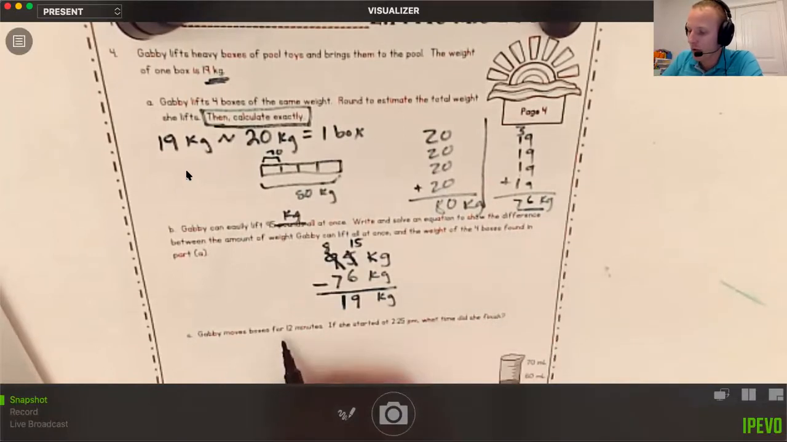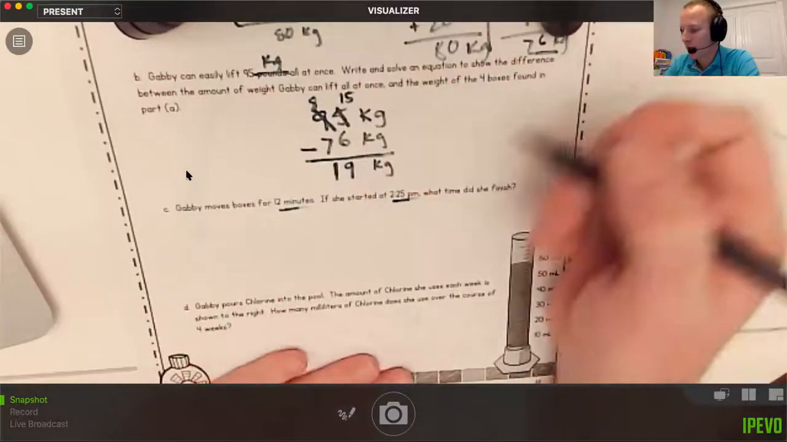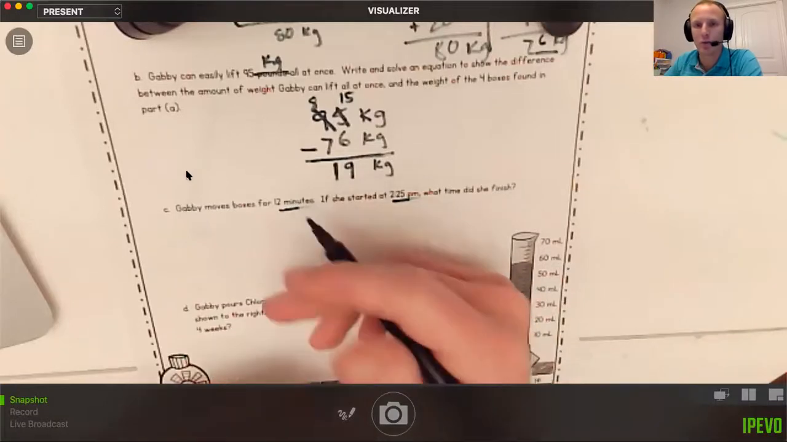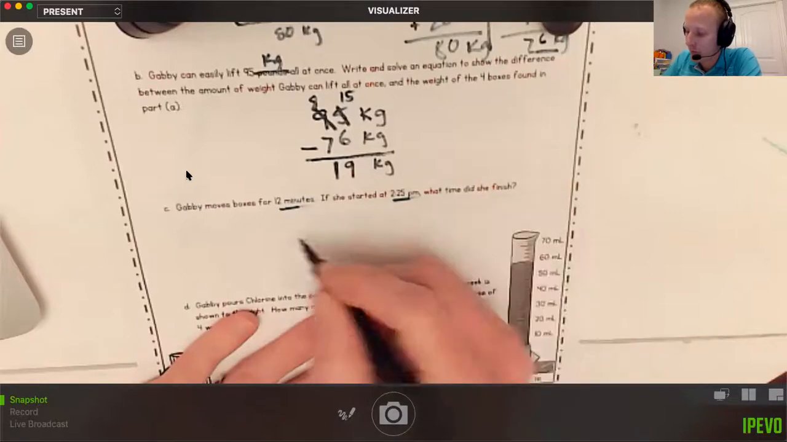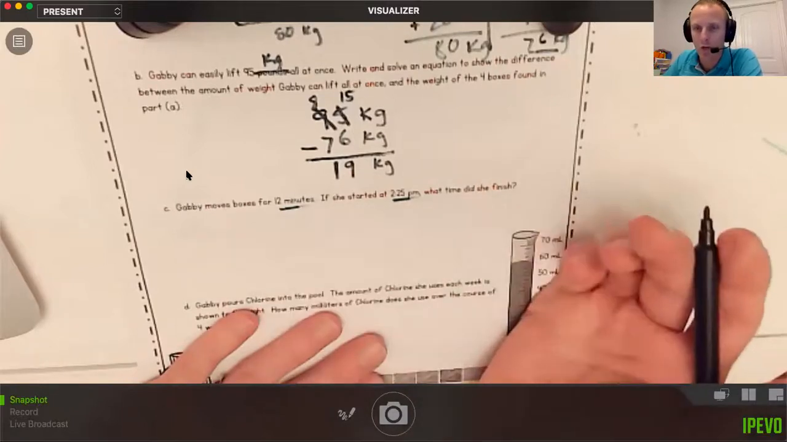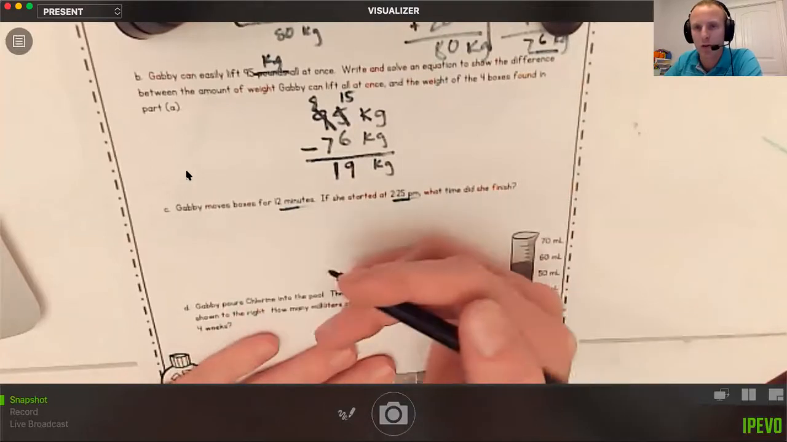Gabby moves boxes for 12 minutes. If she starts at 2:25, what time did she finish? So again, this problem, we have a starting time and we have how long something takes. What we don't know is the ending time. So you can add those things. You could use a number line if you want as well, but I think the adding is a more straightforward way to go, and it also is more consistent with the work we've done recently.